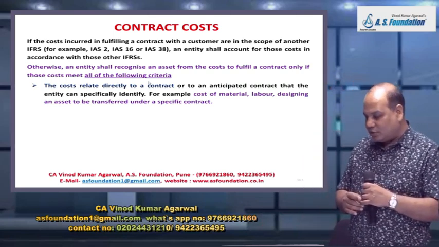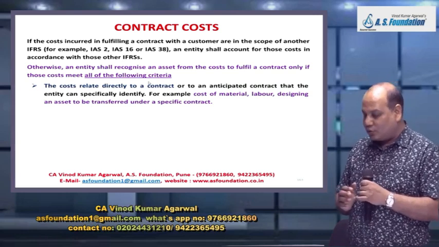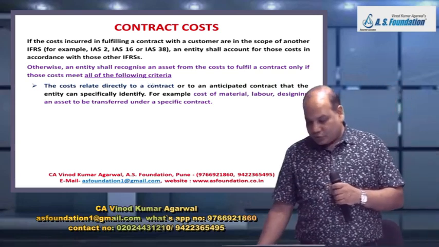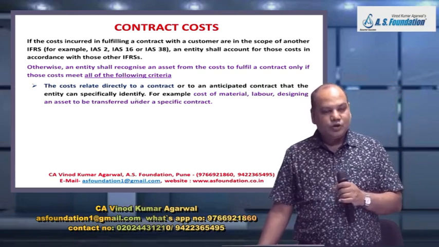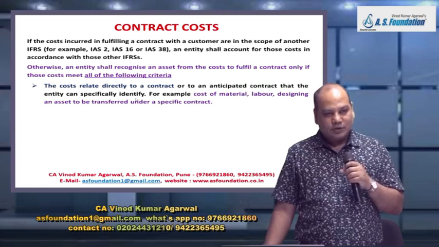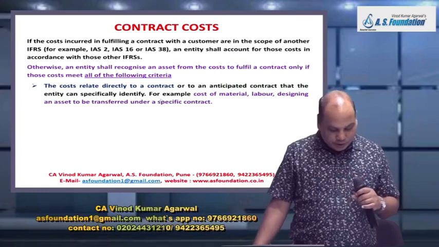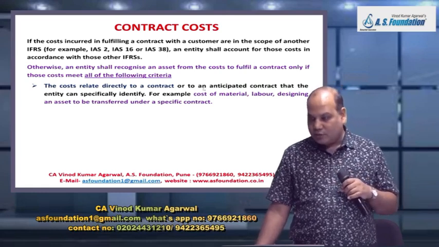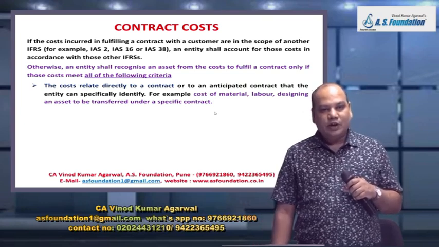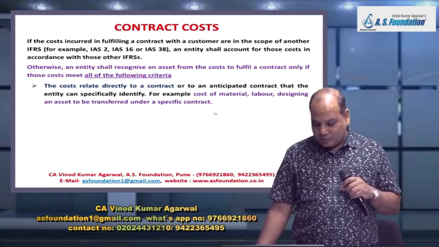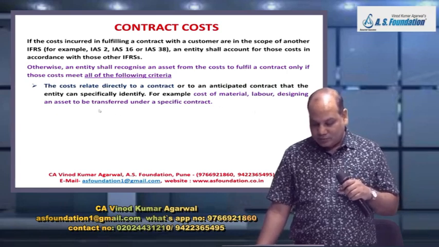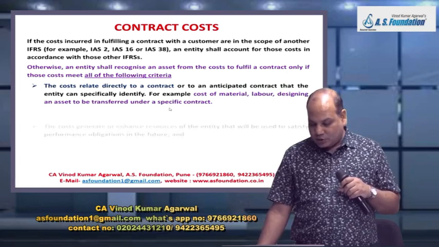What do you mean by direct costs? Which are directly related to a contract or incurred in anticipation of a contract that the entity can specifically identify. Examples are printed in a small table below. We'll come to that. For the time being, examples of direct cost would be direct material, direct labor, designing an asset to be transferred under a specific contract.